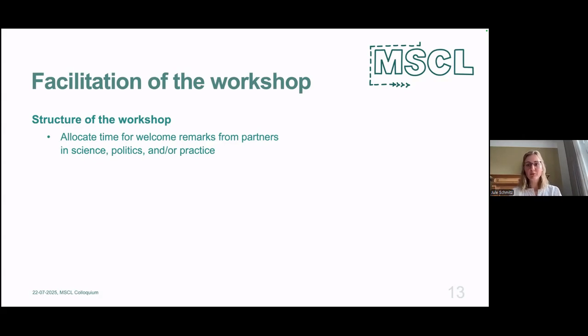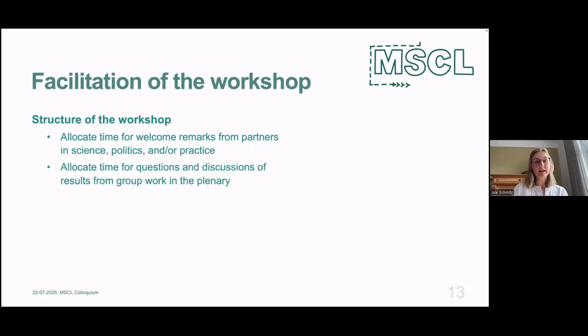Regarding the structure of the workshop, we have two key learnings. One was to allocate time for welcome remarks from partners in science, politics, and practice. So the people that were also involved in our invitation letter, they then had 2 minutes or so to explicate why heat adaptation would be important from their perspective. And the other learning that we gained was to allocate time for questions and discussions of results from group work in the plenary, to really plan enough time for this.